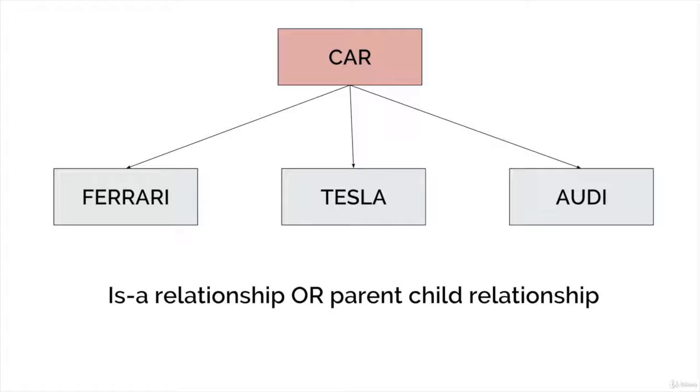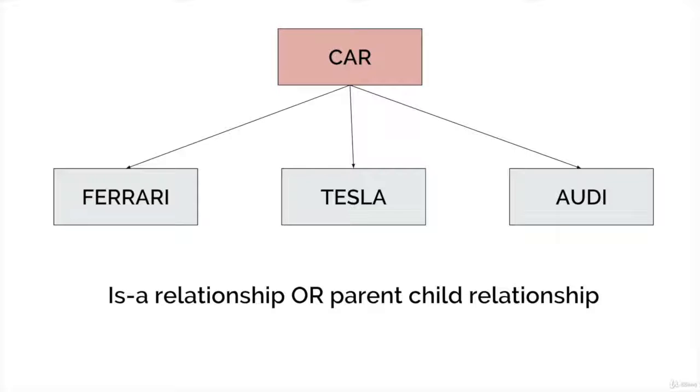The reason this is called an is-a relationship or parent-child relationship is because Ferrari is a kind of car, a type of car. Car is a categorization of Ferrari, Tesla and Audi at a broader, higher level. If we want a specific car, we have to drill down into the lower level, which is Ferrari, Tesla and Audi. This is an example of a scenario in the real world.